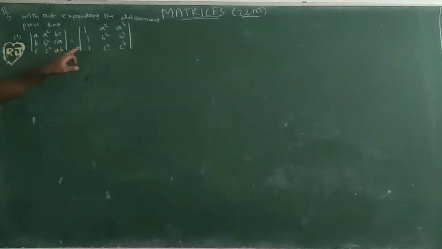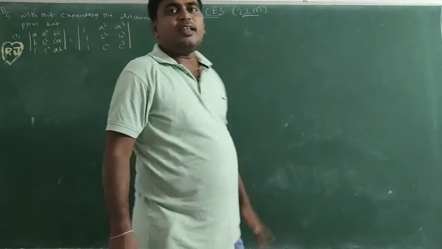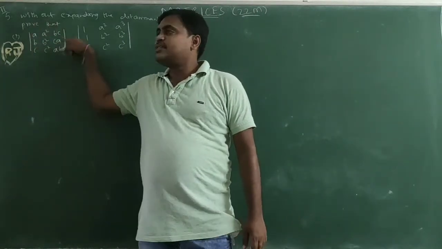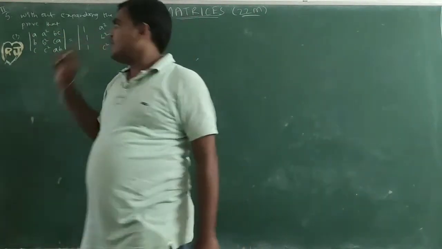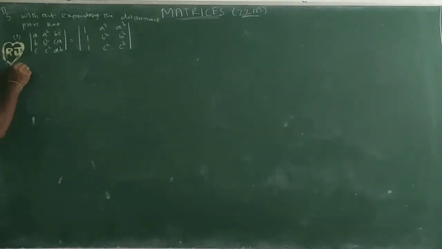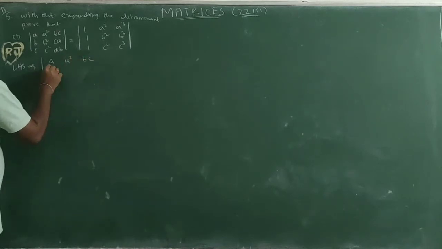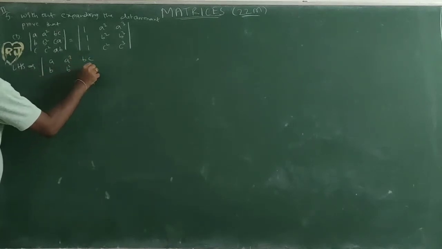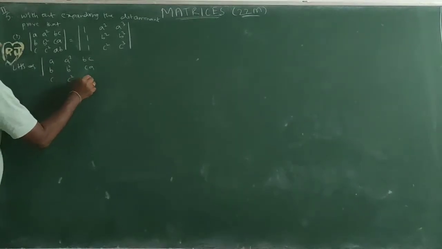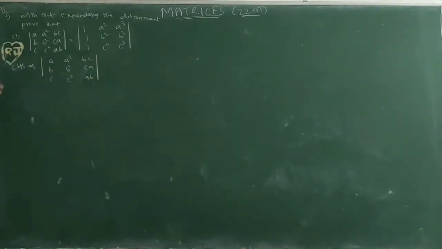This determinant is equal to this determinant, but I don't want to simplify the determinant. So first I want to take the LHS, the left hand side, and prove the RHS. LHS is the determinant with rows A square, BC; B square, CA; C square, AB. So we need 1, A square, B square, C square, A cube, B cube, C cube.